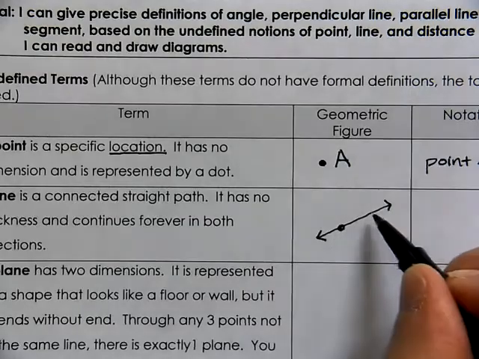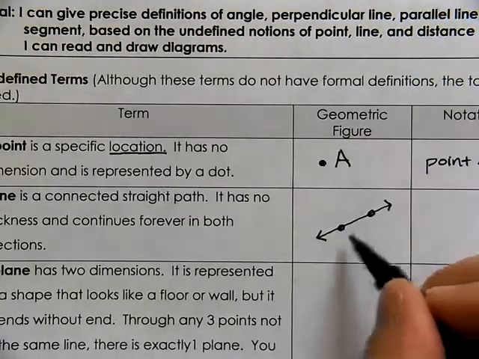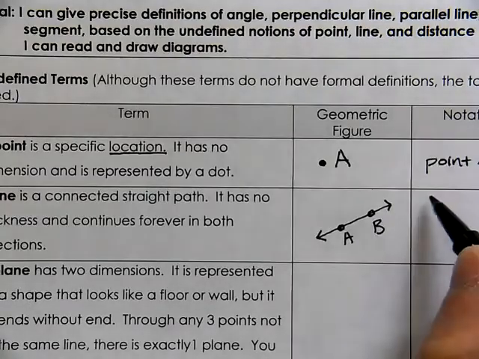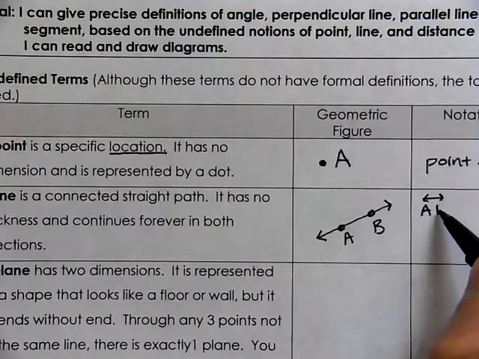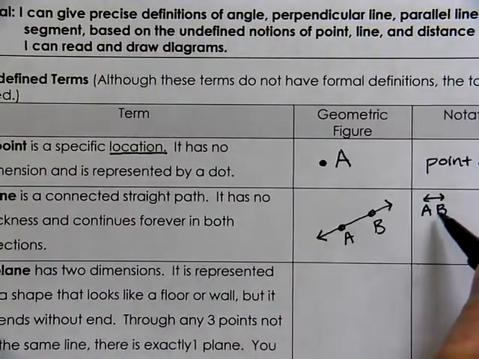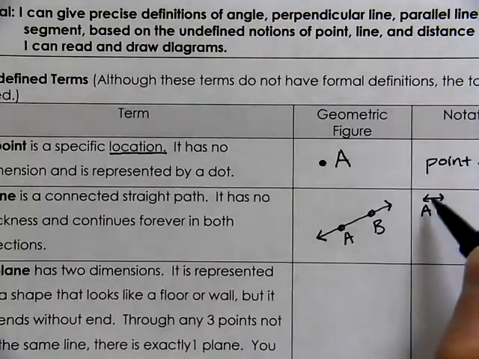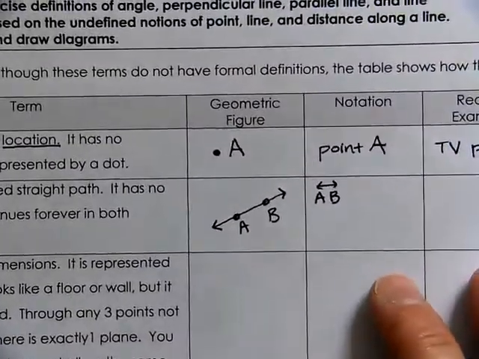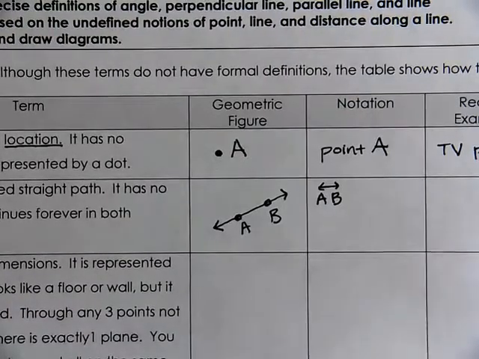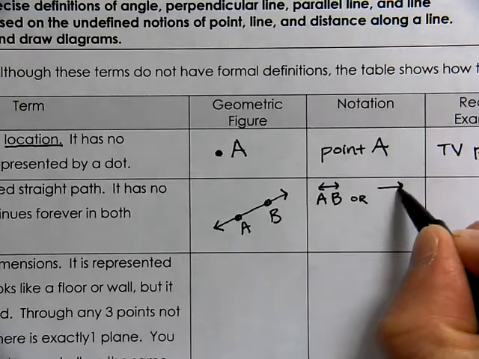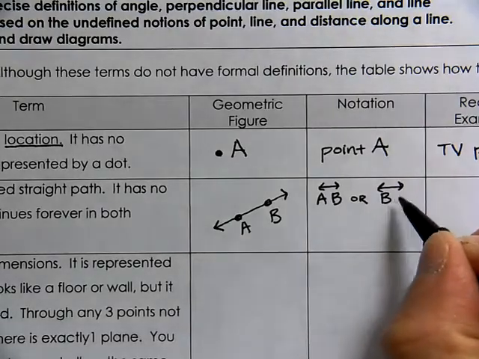Let's put 2 points on that. We'll call it point A and point B. And so I can call this line AB, and we put that little miniature line symbol with arrows on both ends right above the letters to communicate that this symbol is telling us we have a line. Now, because the line goes forever in both directions, it doesn't really matter which letter comes first or which comes second, so we could also call it line BA.